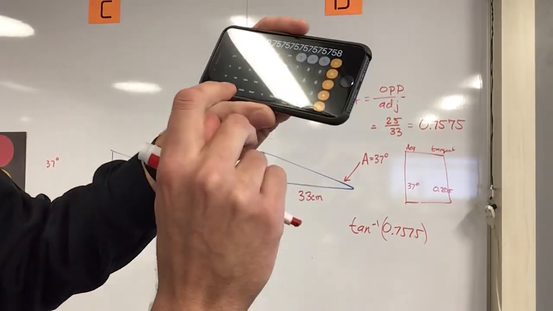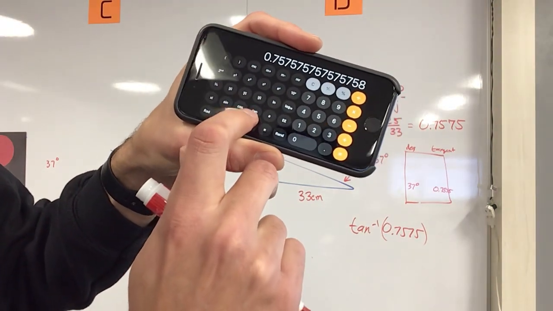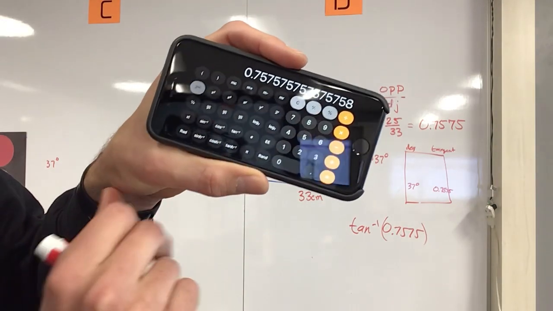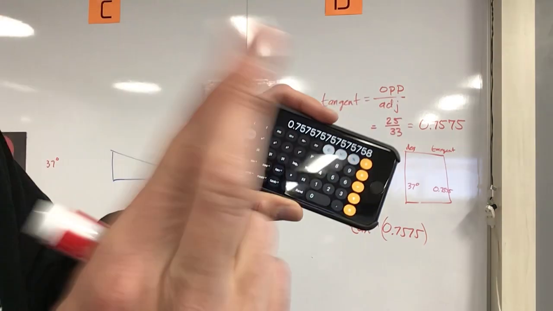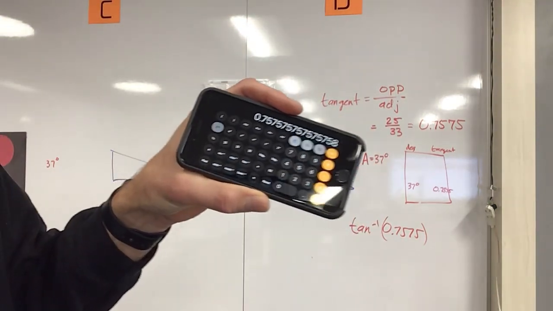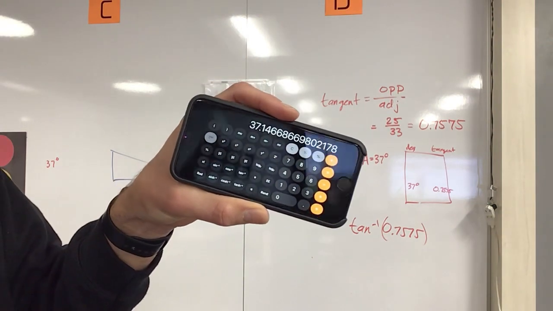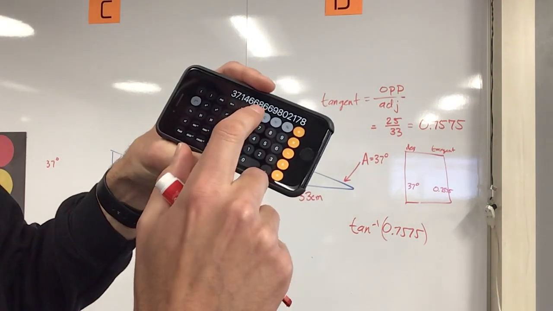So let's find it. Let's see. I see tangent right there. You see tangent. But inverse is usually the second feature. So see the tangent of -1? I'm going to leave the decimal in there. I'm going to press that button, and I'm hoping I get around 37 degrees. Pretty good, 37.14.